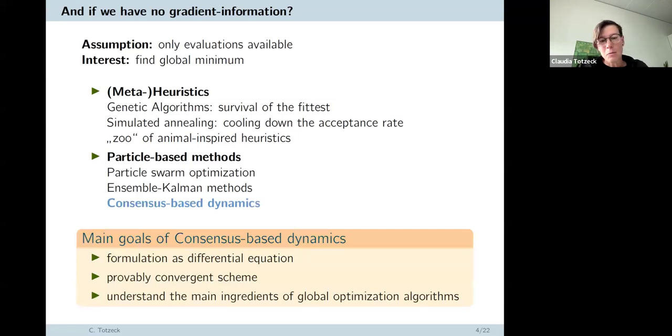So the main goal of consensus-based dynamics is to formulate the dynamics as differential equations. We want to have a provably convergent scheme, and we want to understand the main ingredients of global optimization algorithms. This is what I mean by essence: to know what dynamics we require to have a good structure for global optimization. This is a good time to stop and ask if you have questions at the moment before I move on to the next part.